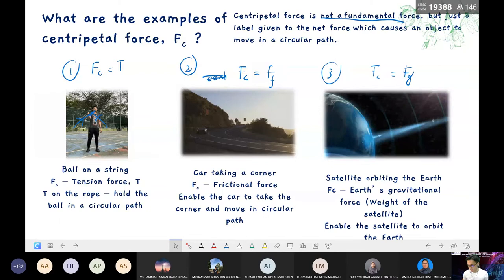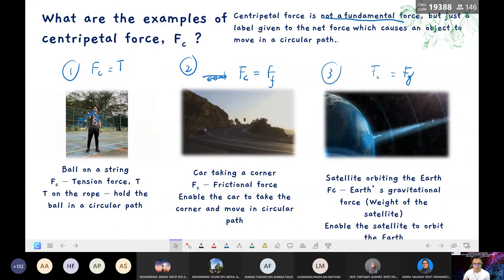Okay, and then for the third one, I repeat again for the satellite. Okay, satellite orbiting the Earth. So here, the satellite has the centripetal force. We call it the gravitational force. Okay, gravitational force, you will learn later in more depth in Dr. Ungku's lecture. Okay, so without this centripetal force, the satellite will move outside the orbit. Okay, so I have given three examples here for centripetal force.